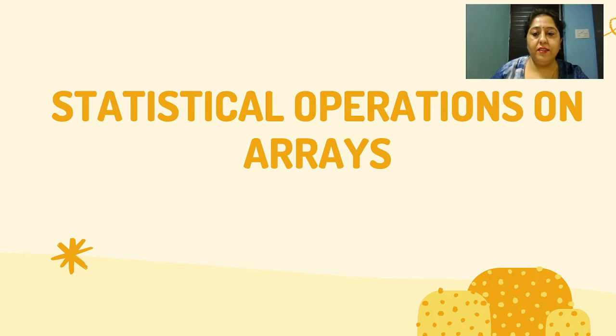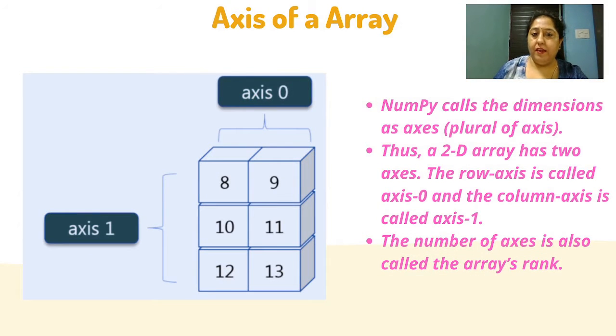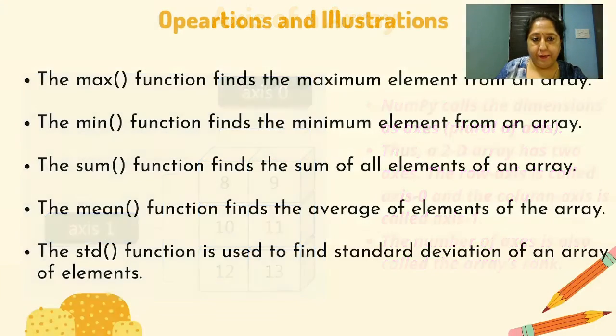This video is on statistical operations on arrays. Let us first understand the axis of an array. NumPy calls the dimensions as axes. Thus, a two-dimensional array has got two axes. Axis 0 is for the column, which is also called the column axis, and axis 1 is for the row axis. The number of axes is also called the array's rank.